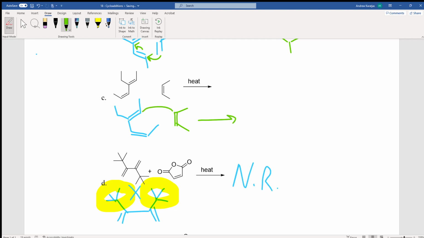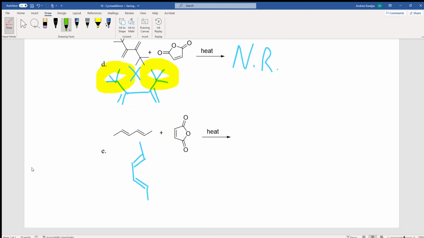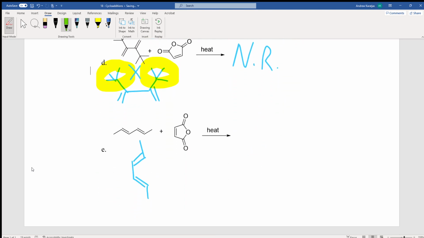Again, we can draw our arrows here. Again, same way, we're also not going to worry about stereochemistry in these. And then finally, part E, we're going to end up with the bicyclic ring structure in our product.